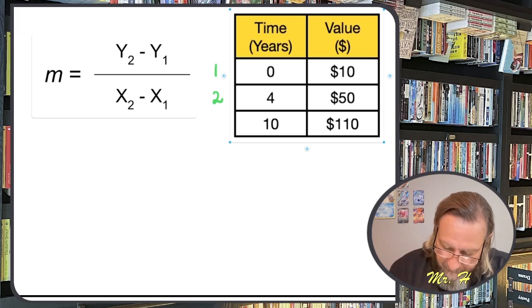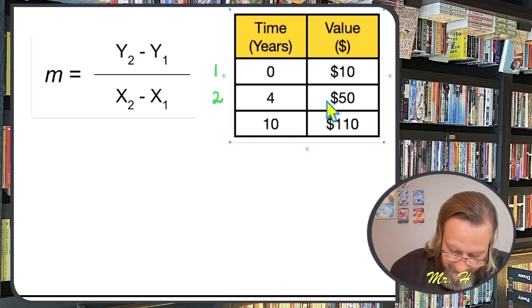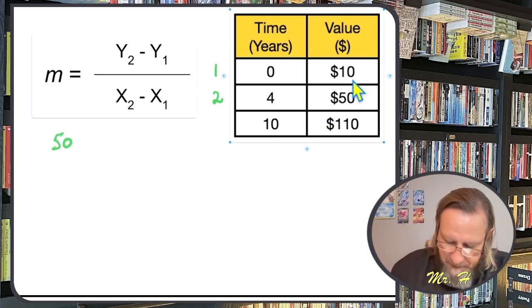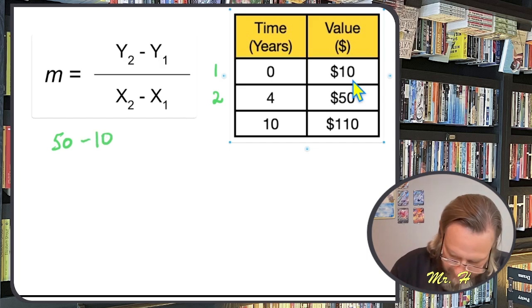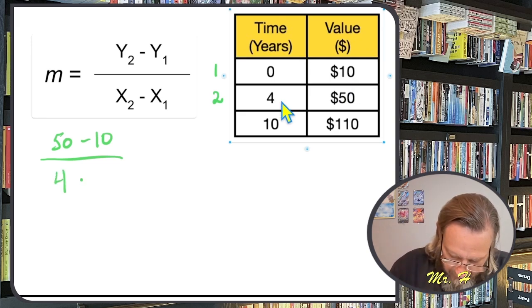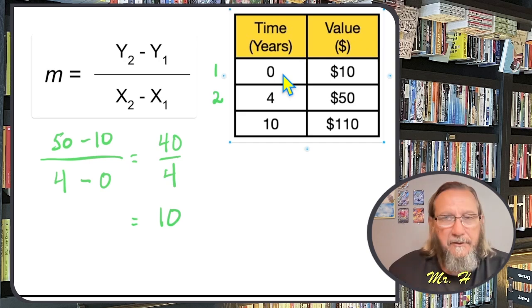So I want the y value of my second point. The y value of my second point is going to be 50. And then the y value of my first point is going to be 10. So 50 minus 10 is what I'm going to have on the top of my fraction. The x value of my second point is going to be 4 minus the x value of my first point. That's going to be 0. So consequently, we will have 40 over 4, which is going to be equal to 10 when it reduces.